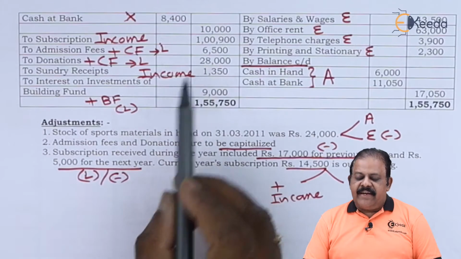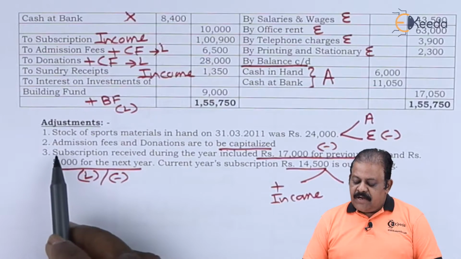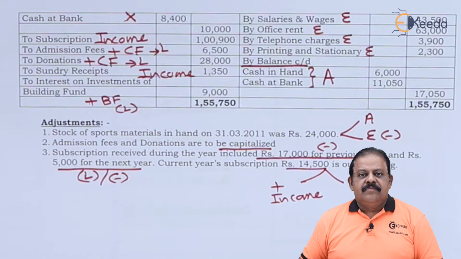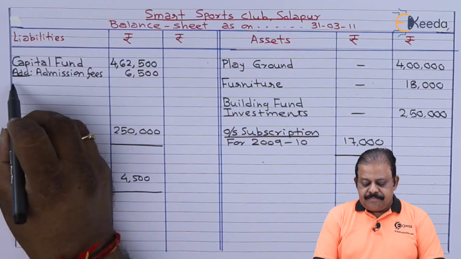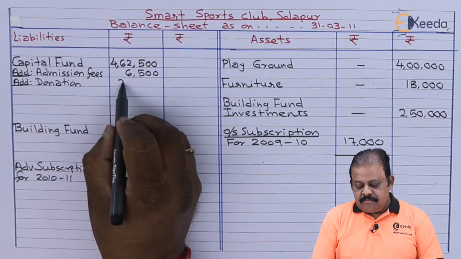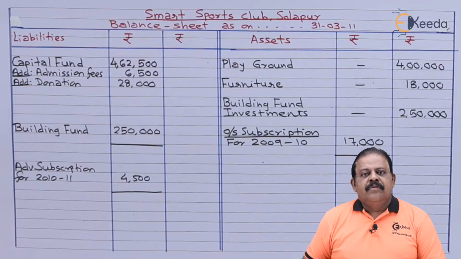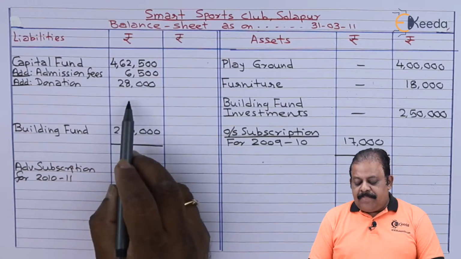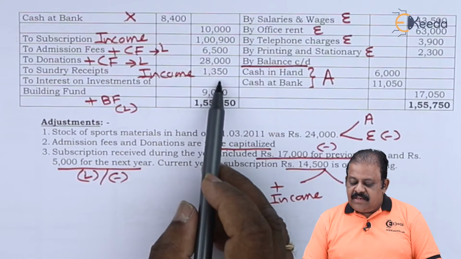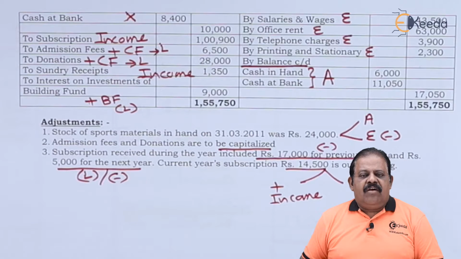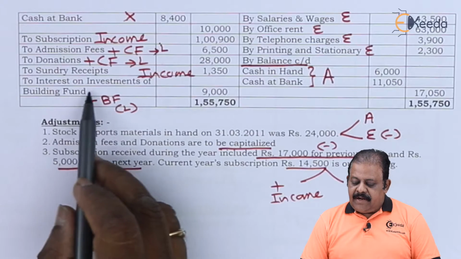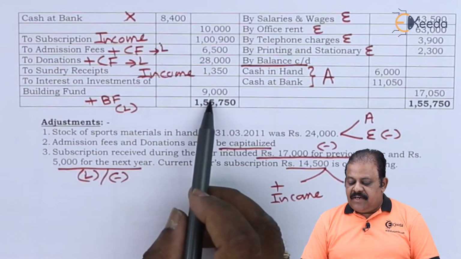Next, donations 28,000. As per information in second adjustment, donations are to be capitalized. So those will be added to capital fund. Donations added to capital fund 28,000. Sundry receipts 1,350. This will be recorded as income.